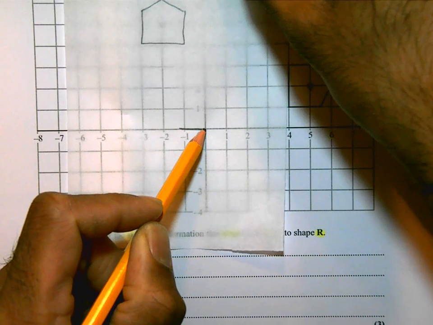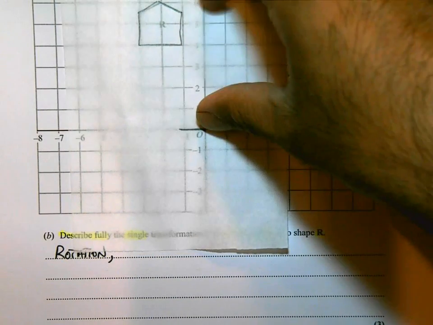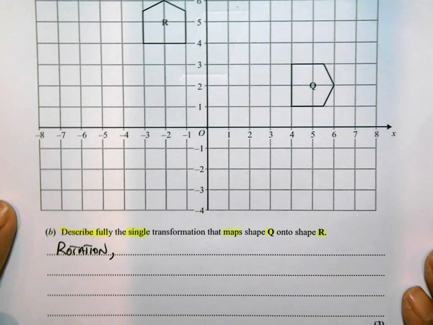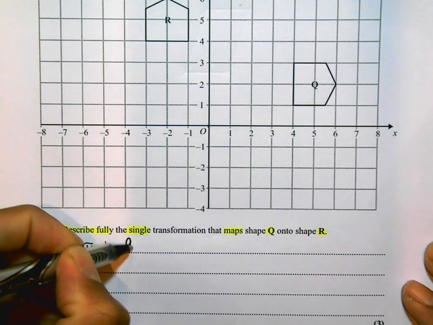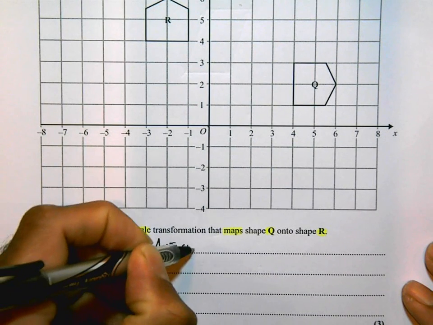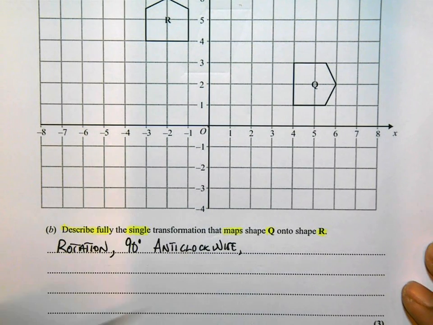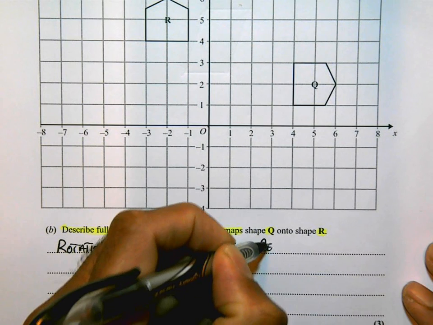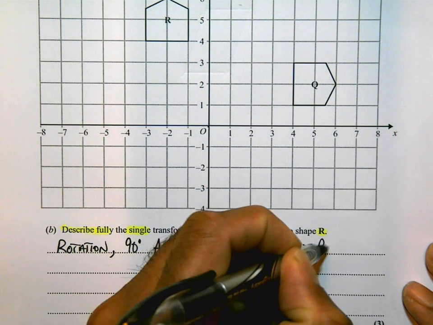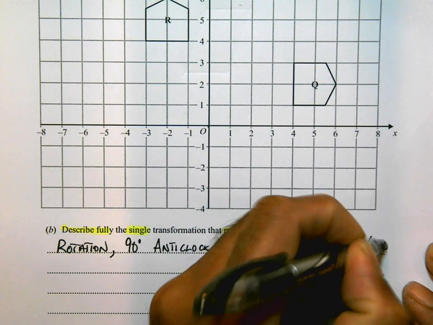Okay, so I'm going to write in my explanation that it was a rotation. It is 90 degrees anti-clockwise, and the center of rotation is 0, 0. And that's my 3 marks.